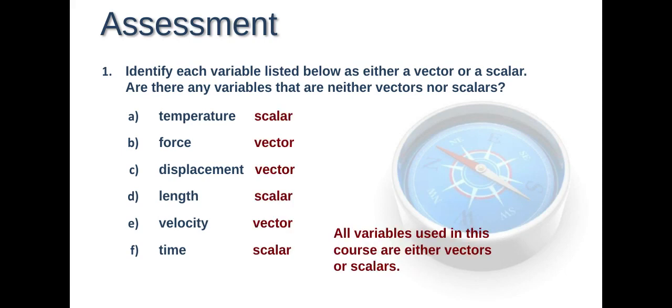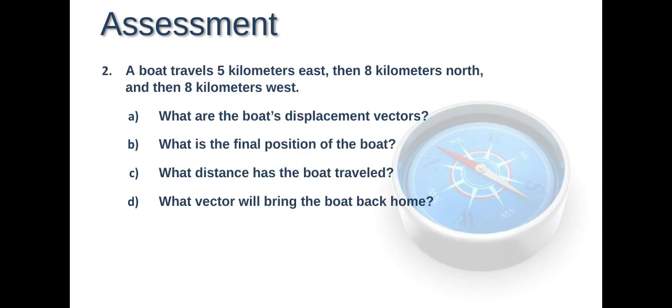All variables used in this course are either vectors or scalars, so we will not actually deal with any variables that don't fall into either category. Let's look at a problem. A boat travels 5 kilometers east, then 8 kilometers north, and then 8 kilometers west. So you have a direction on all of these values. What are the boat's displacement vectors?